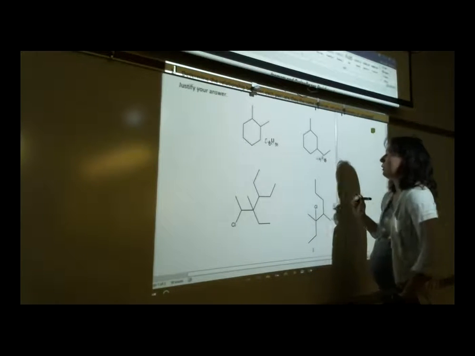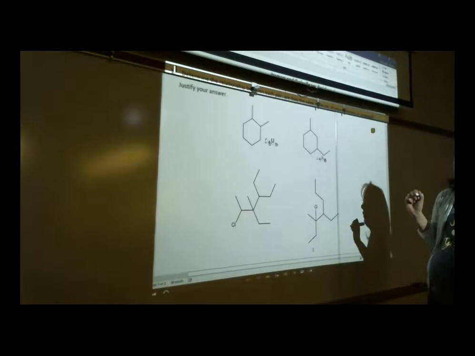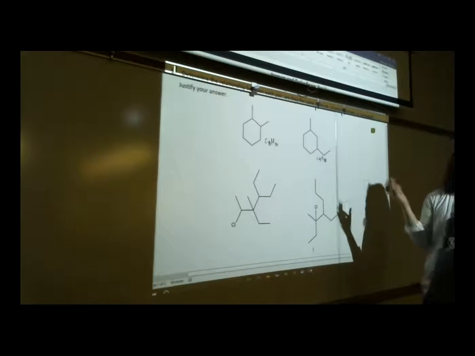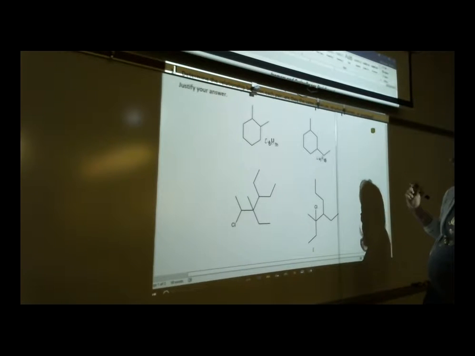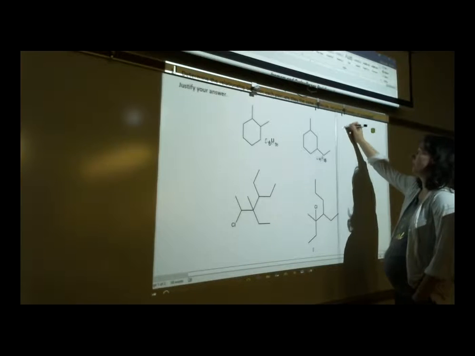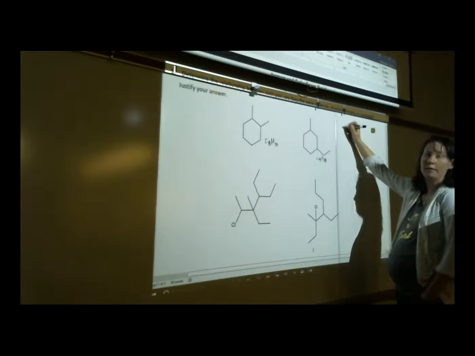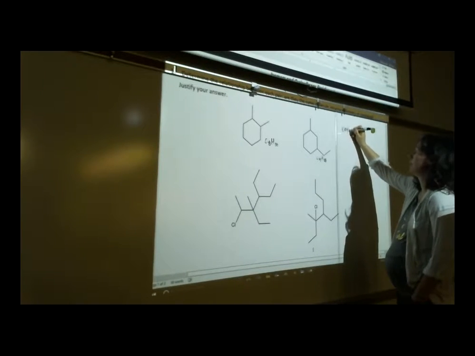So one has the formula C9H18, one has the formula C8H16. I mean, just by looking at them, you can tell that these have different chemical formulas. So by that definition, what are they? They have to be unrelated, right?